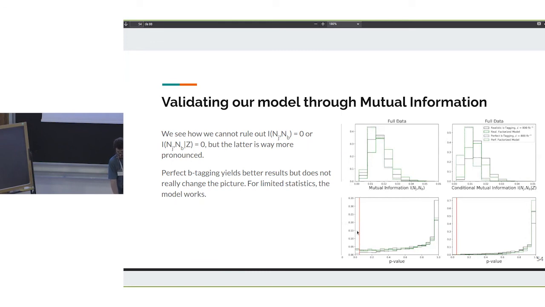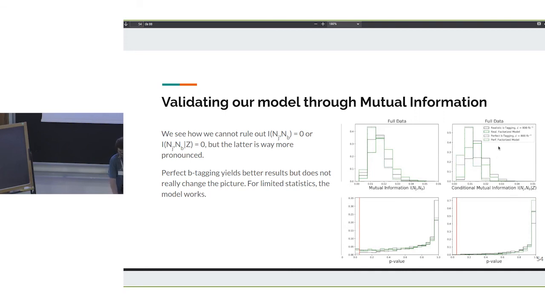So if the bulk of the distribution was here, that means we can rule out a given hypothesis. In this case, this column is the mutual information, and this is the conditional mutual information. In our model, this should be tilted towards 0 because the two variables are not independent. But if you condition on the assignments, this shouldn't be towards 0. So what we see here is that the two of them at current luminosities, we are not able to rule out that they are 0.